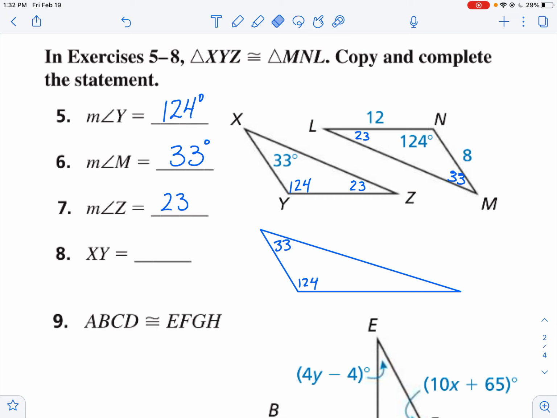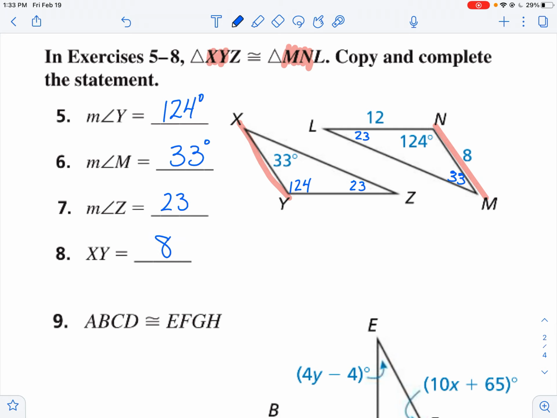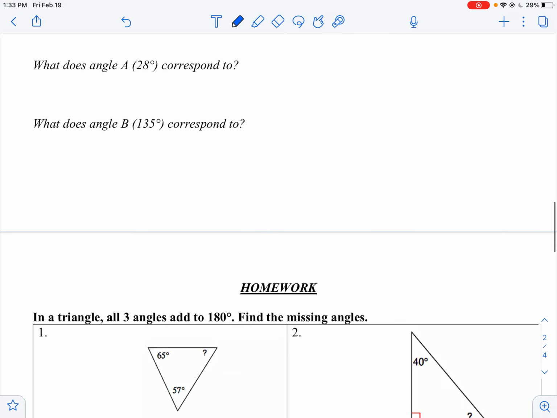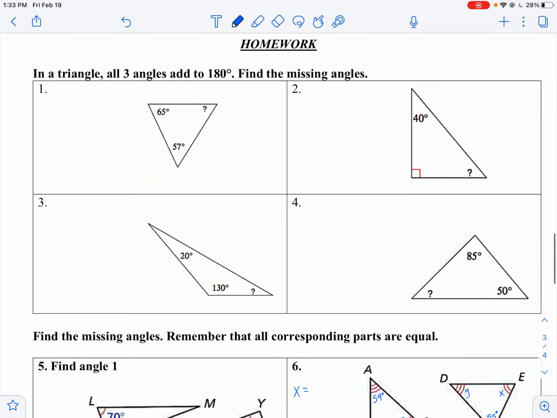All right, and last but not least here, XY. What is XY? Well, I don't know what XY is, but XY corresponds to MN. So MN, I do know that. That's 8, which means that XY would also have to be 8. And that's all you need to know to solve your homework problems.